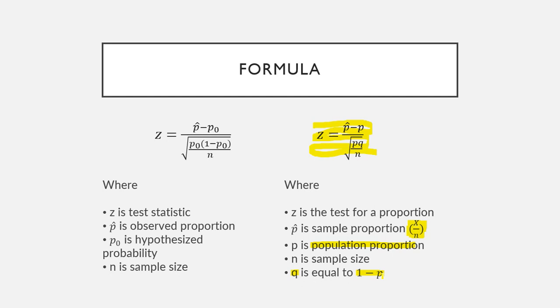Sa ibang book or sa ibang references po, iba po yung tawag doon sa sample proportion natin sa population proportion. Yung sample proportion, mga anak, sa ibang book, ang tawag po nila doon is the observed proportion. While po yung population proportion naman po, they call it the hypothesized probability. So, yan yung another term na pwede nating magamit for the sample proportion and then the population proportion.